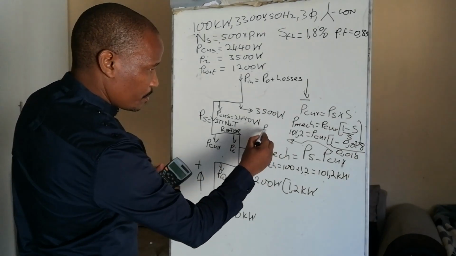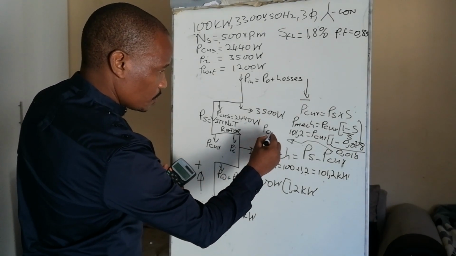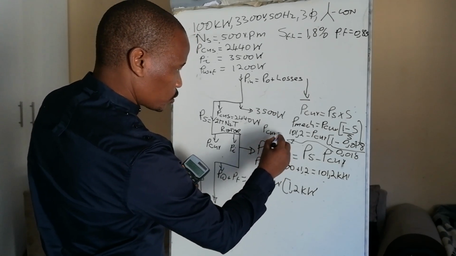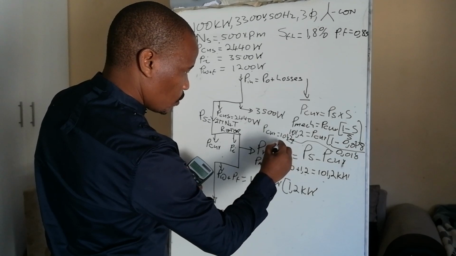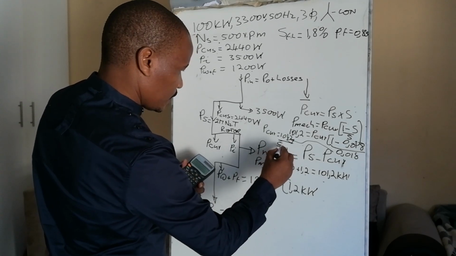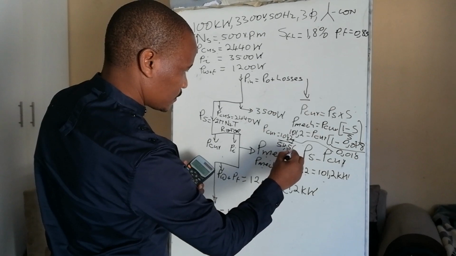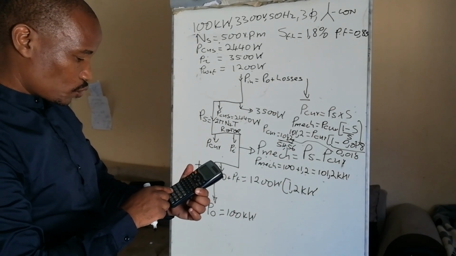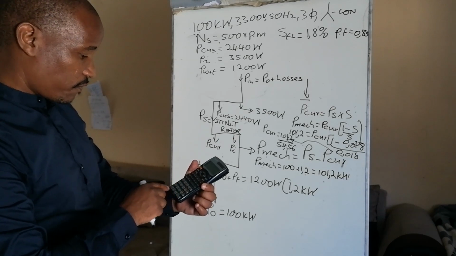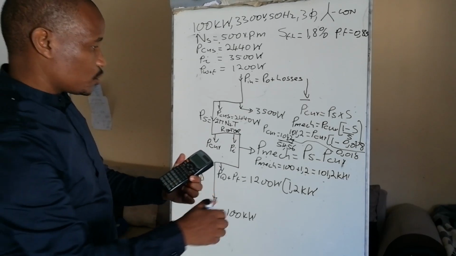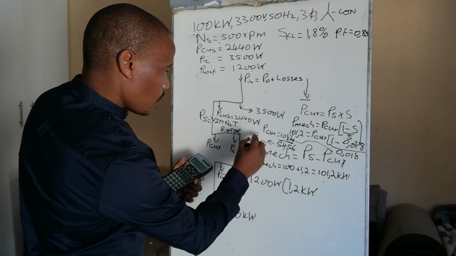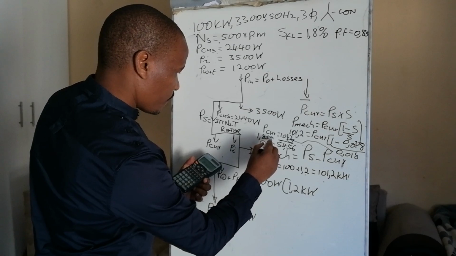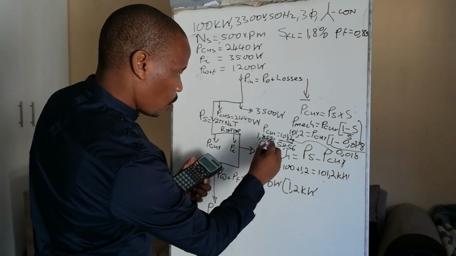Let's say PCUR is equal to 101.2 divided by 54.56, and it's equal to 1.855 kilowatts.